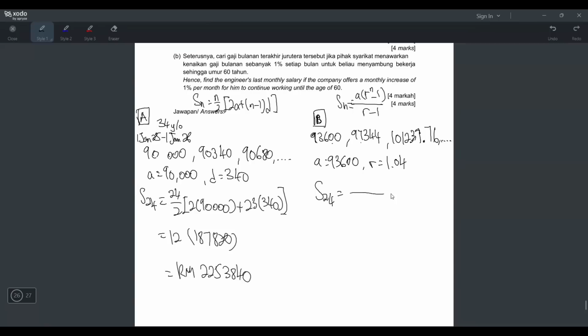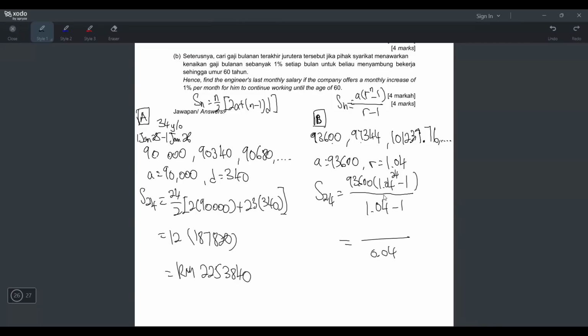All right, so this one is the fraction one. So a is 93,600 bracket r power n minus 1. So what is the r? r is 1.04 power 24 minus 1, right? And then divide by r minus 1. So 1.04 minus 1, which is 0.04. And then press this whole thing in your calculator. Okay, let's see what I get.